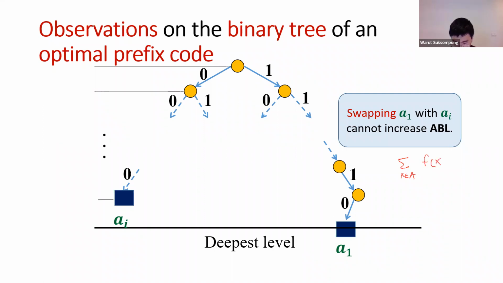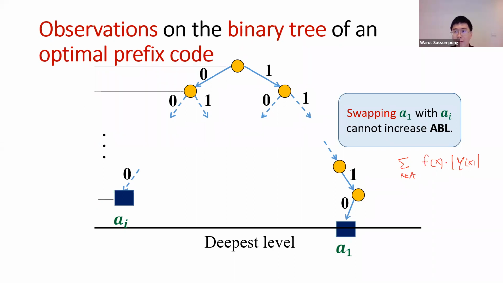Yeah, let's say f times the length, right? This is the depth, also the depth of the leaf corresponding to x. And so if we swap A1 with AI, what's going to happen? For every other letter besides A1 and AI, their terms are not going to change, because their frequencies stay the same and their depth also stays the same. The change is going to occur only in the two terms: the term involving A1 and the term involving AI.